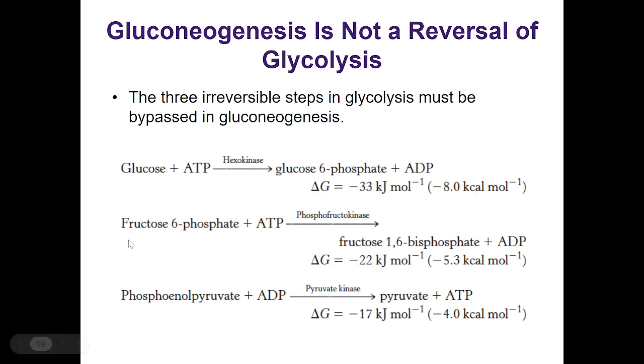-33 kilojoules per mole. The fructose 6-phosphate plus ATP. This is the phosphofructokinase, by the way, that we had just talked about a little while ago, which was one of the major regulatory steps. This gave us the fructose 1,6-biphosphate plus ADP. And again, that's that large energy barrier. We're not going back over the mountain the same way.